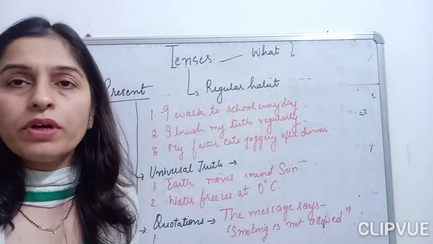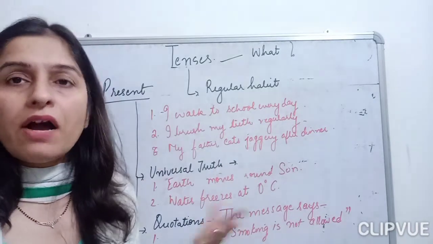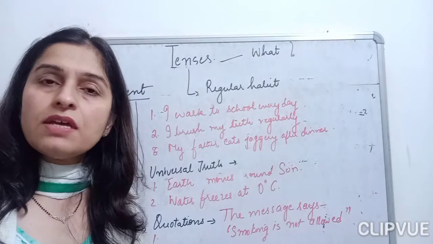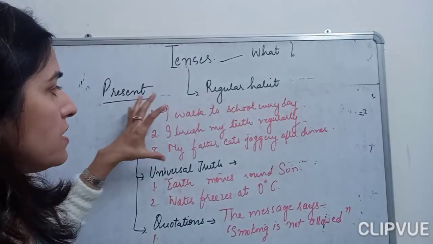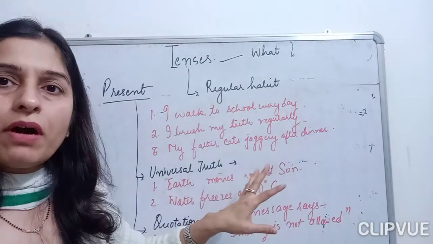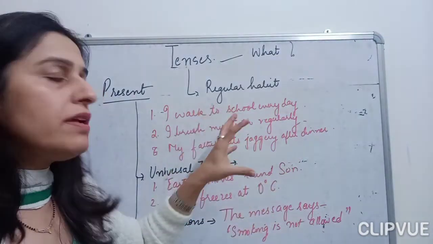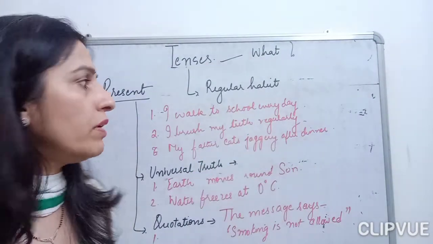Every day I do it. My father likes to eat jaggery or sweets after the dinner. Means this is his regular action. वो हमेशा ये करते हैं. So these sentences tell us that we are talking about the present tense, when a sentence indicates that there is a regular practice going on.